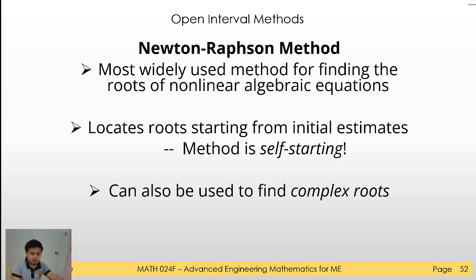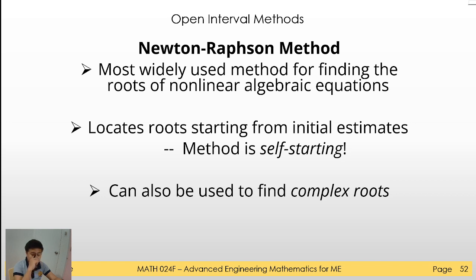So for the next strategy or algorithm for open interval methods, we have the Newton-Raphson, which is the most widely used method for finding roots of nonlinear algebraic equations. Your calculators are probably utilizing this method or a variant of this method. The good thing about Newton-Raphson is that it is self-starting, meaning it will go on over the next root similar to the fixed point iteration. And it can also be used for finding complex roots.